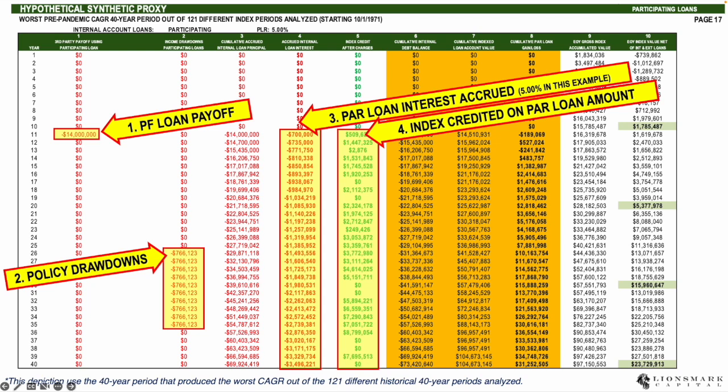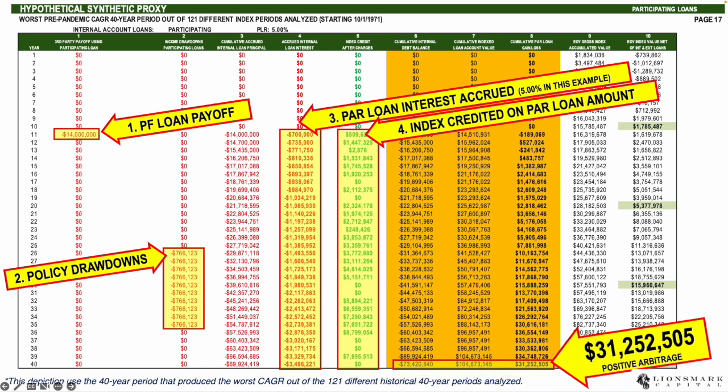What's really interesting here is over time, over a 40-year period, the positive arbitrage between the participating loan amount and the index credit amount is over $31 million to the positive. And again, this was during the 40-year period that produced the worst compounded annual growth rate. I know this is a lot of data, it might even be overwhelming, but I just wanted you to see that the due diligence has been done and is well documented in the client file.